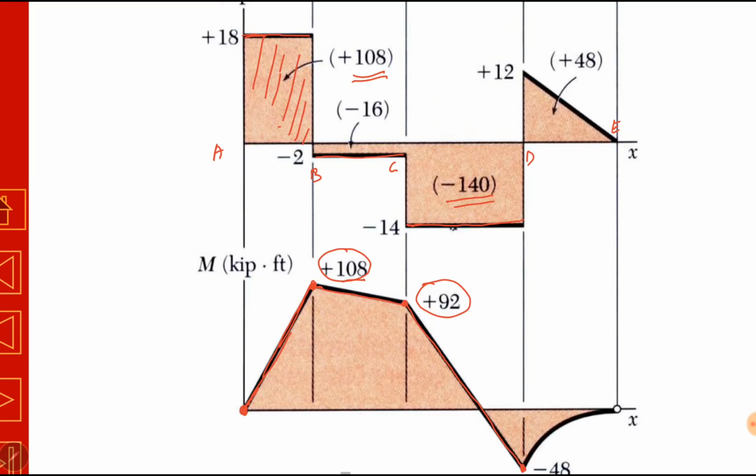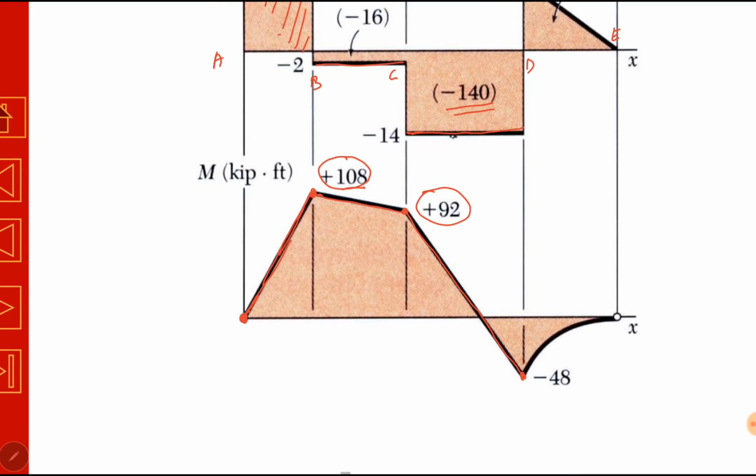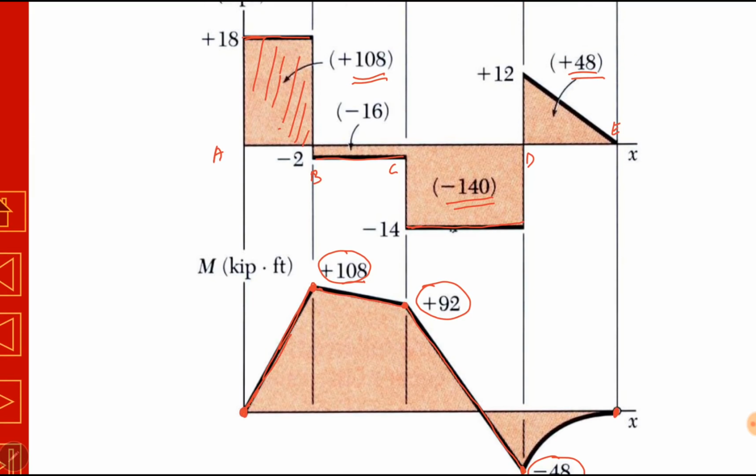Okay, the next area under the shear force diagram between D and E is plus 48. We will add it to the previous value, which was minus 48. So plus 48 and minus 48 becomes 0. Shear force is linear, so bending moment will be quadratic.